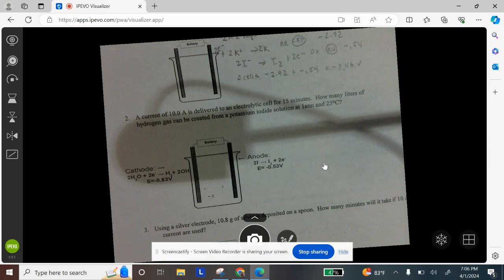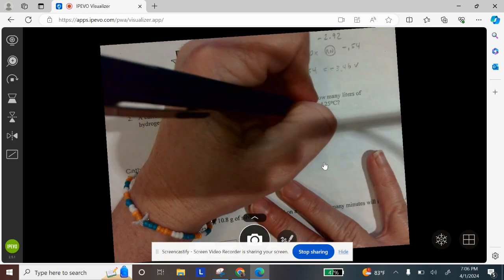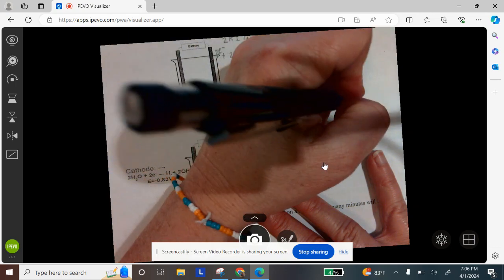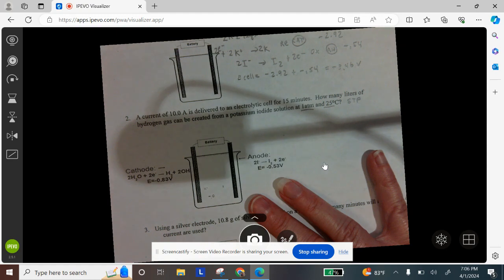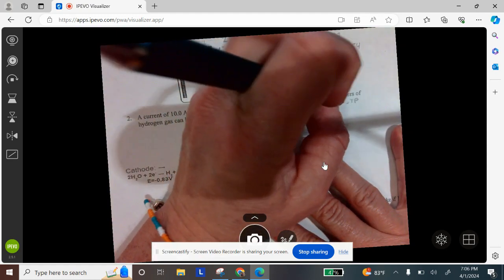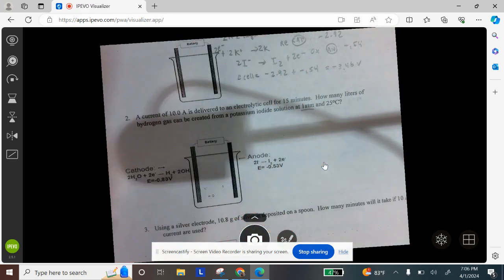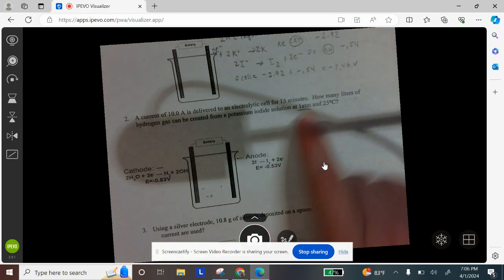So these values are STP, standard temperature and pressure. You know what? I'm sorry. It's not. It's standard pressure. It's not standard temperature. Just kidding. Standard temperature is 0 degrees Celsius. Just disregard that. It's standard pressure.